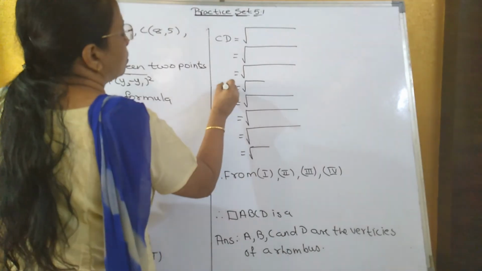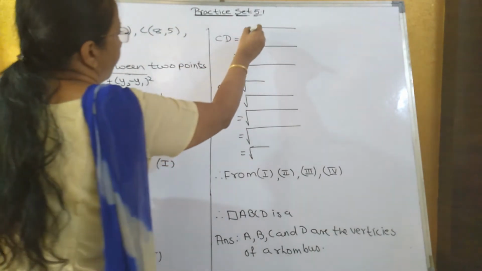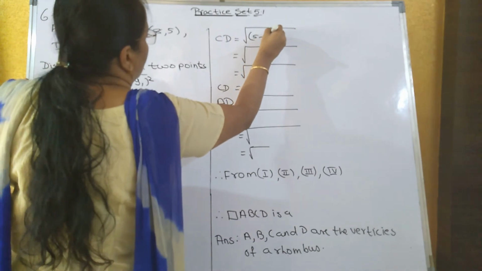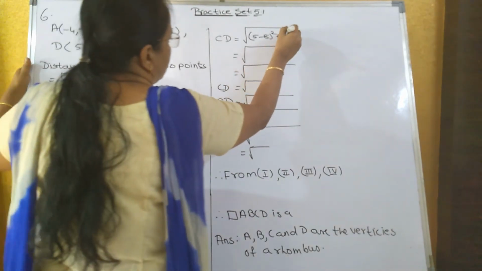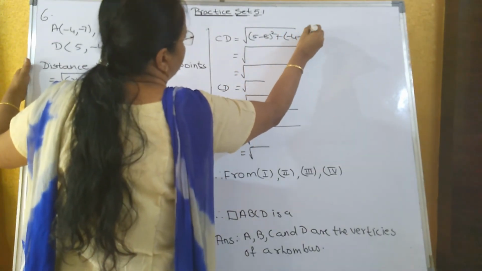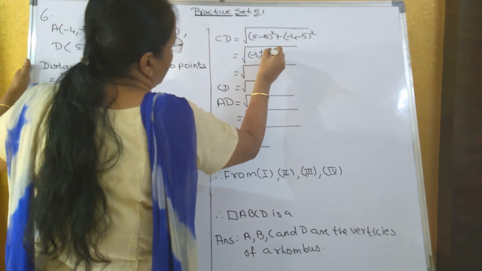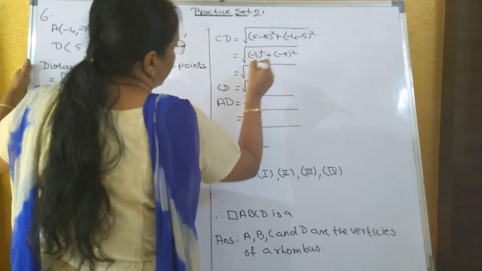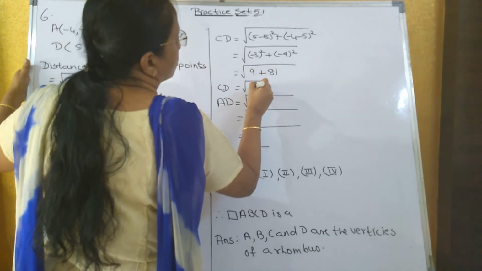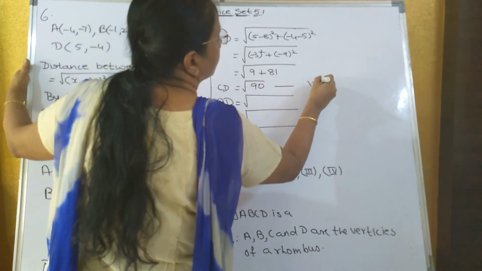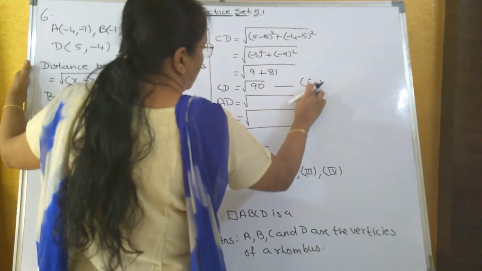Now next we will find out CD. CD is equal to how much? 5 minus 8 the whole square plus minus 4 minus 5 the whole square. 5 minus 8 is what? Minus 3 the whole square plus minus 9 the whole square. Minus 3 into minus 3 is plus 9. Minus 9 into minus 9 is 81. That's equal to 90. Not 4, 3. Let this be 3.